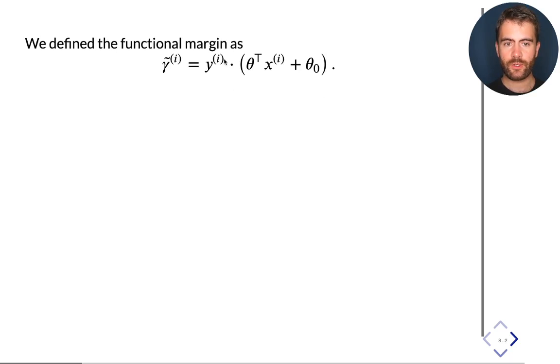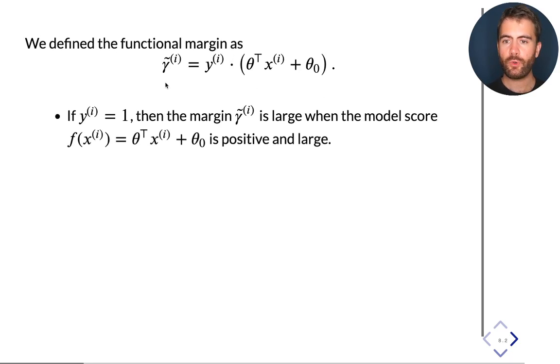So consider again our definition, and consider two possible cases. Suppose that we have a point x_i for which the true label is positive. Then if the score of the model is very positive and large, then this margin will be large as well.